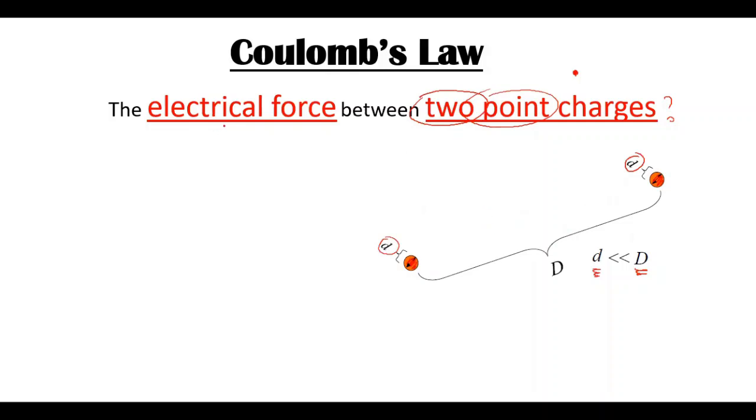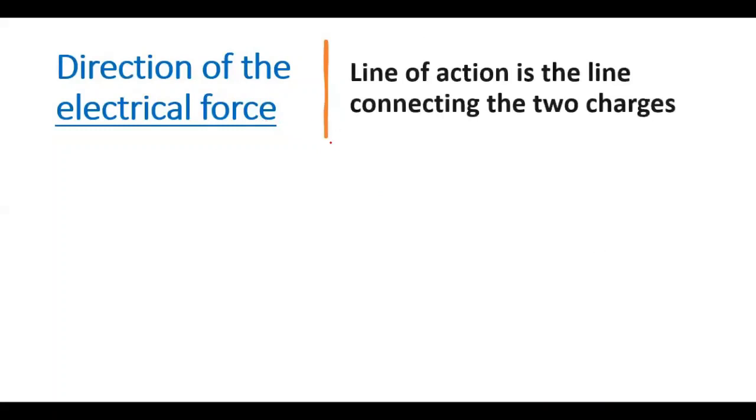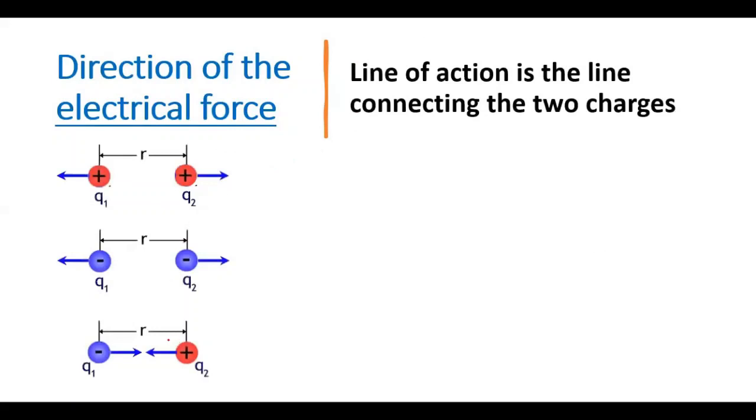We need to calculate the electrostatic force as a vector. We need to know how to get the magnitude and how to get the direction. So let's start with the direction. If we have two positive charges, they will repel each other, and if we have positive and negative charges, they will attract each other. The main point is that the line of action of this force is the line connecting these two charges. So attraction and repulsion occur along this line.